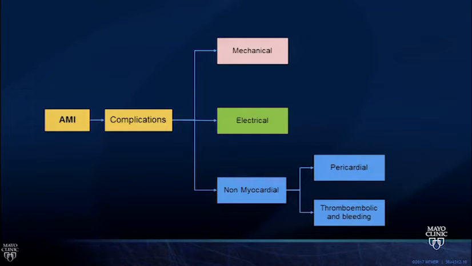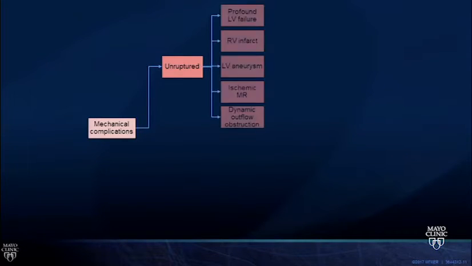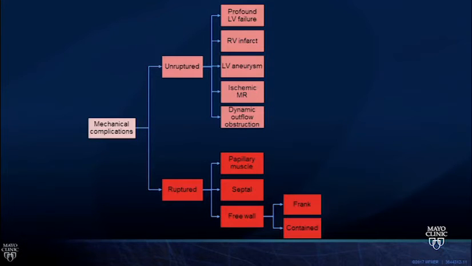Of these, the greatest or largest category ends up being that of mechanical complications, and we can split those either into the unruptured or the ruptured complications. Looking at the unruptured complications, this encompasses profound left ventricular failure, RV infarct, LV true aneurysm, ischemic mitral regurgitation, as well as dynamic outflow tract obstruction. Rupture complications, on the other hand, can involve the free wall, the papillary muscle, or the ventricular septum. We're going to start by looking at the unruptured complications first, but we'll go through each of these in turn.